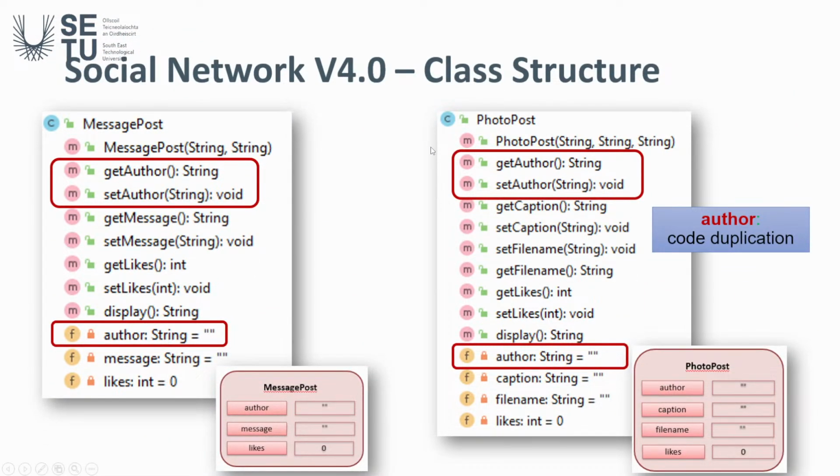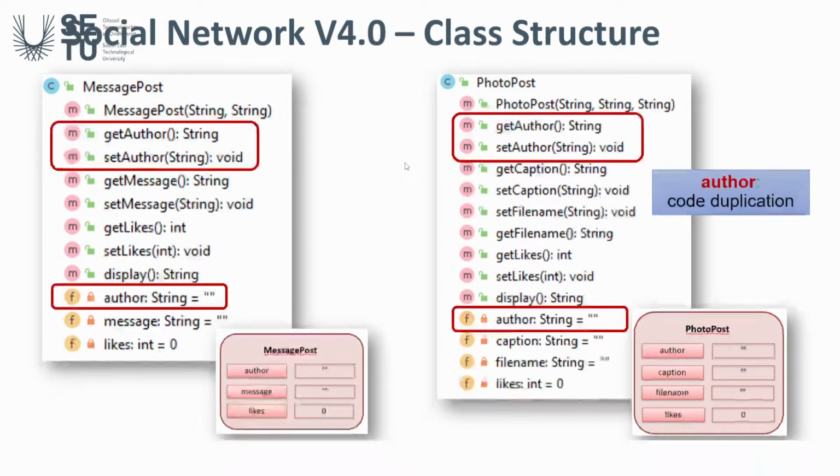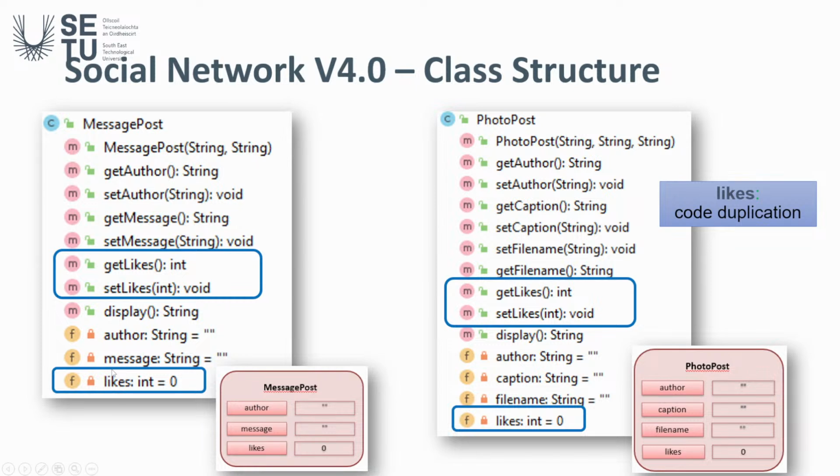But already we can see the duplication of effort. We have author in both, and we have a setter and a getter for both. And remember what we said when we were talking about utilities. We said DRY: we want to keep our code dry. Don't repeat yourself. And here we are writing the same stuff in two classes. We have a field called likes, and in here we have our setter and our getter for likes.